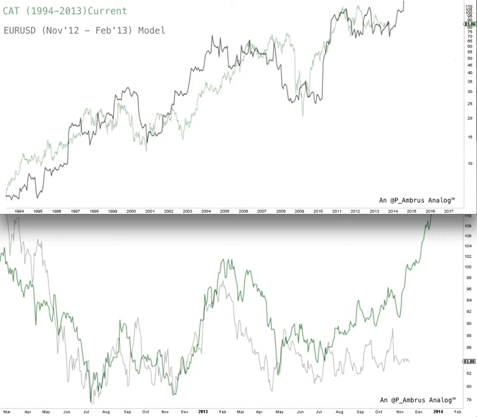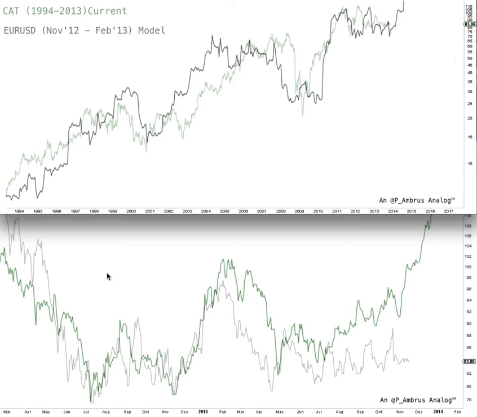I wanted to go over my trading style, how I use fractals to play markets in different positions. One of my favorite charts at the moment is Caterpillar. This is a Caterpillar chart from 1994 all the way to the current, projecting into the future, and that's in green. The black is Euro USD. The Euro USD price action comes from November 2012 up until the high on February 1st, 2013.